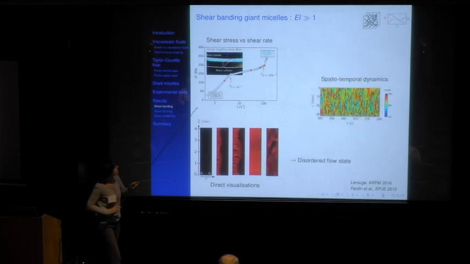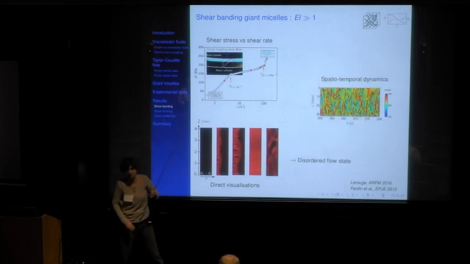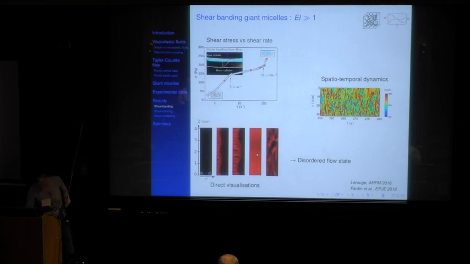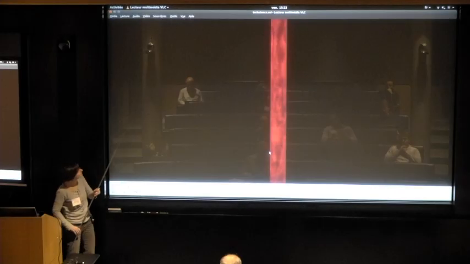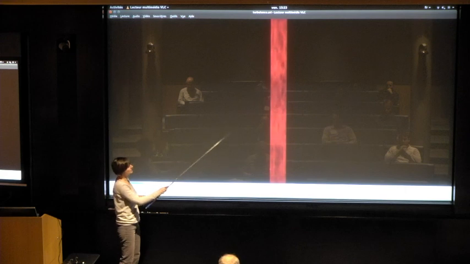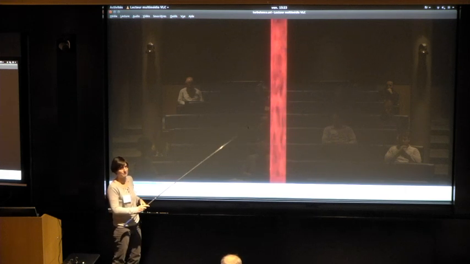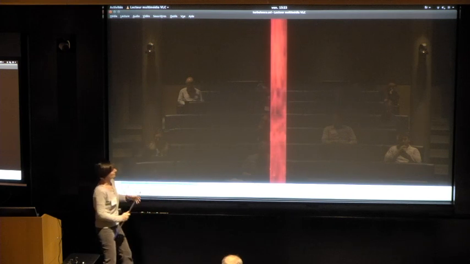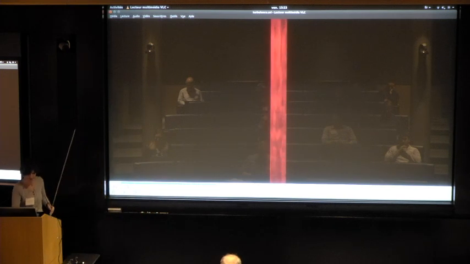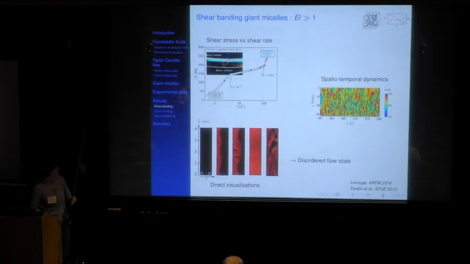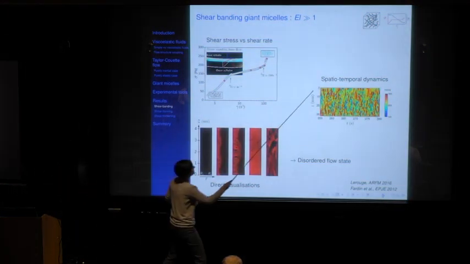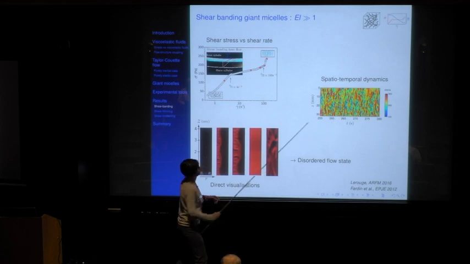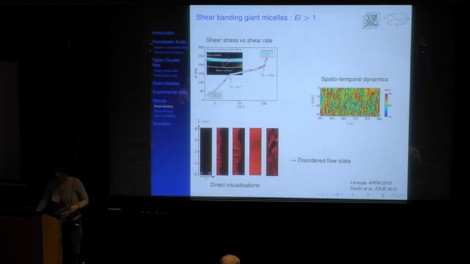Now, if we keep increasing the shear rate along the high shear rate branch, we observe this kind of behavior. The flow seems completely disordered. We have an additional transition in that case, and we have huge fluctuations of the intensity scattered by the sample. This is a disordered flow state, and the corresponding spatiotemporal dynamics of the velocity field is given on this diagram here.